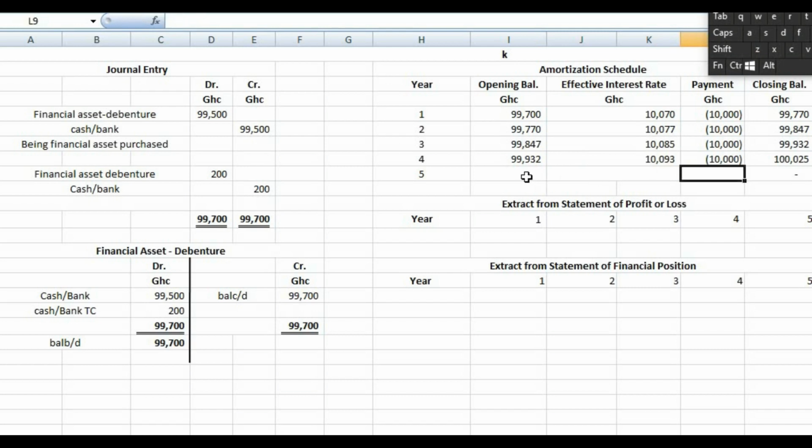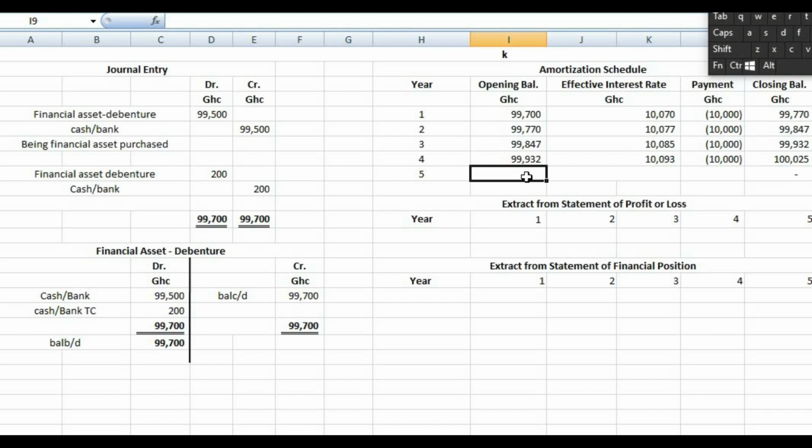Right? In the last year. So now let's pay attention here. In the last year, it becomes so confusing, but we will try and make it as simple as possible. Remember, in the last year, the entity is going to redeem the financial asset. The financial asset is going to be redeemed, and it won't exist in the entity's books again. So there shouldn't be any closing balance in year 5, because we wouldn't have any balance to report in the subsequent year, because the term of the financial asset is 5 years.